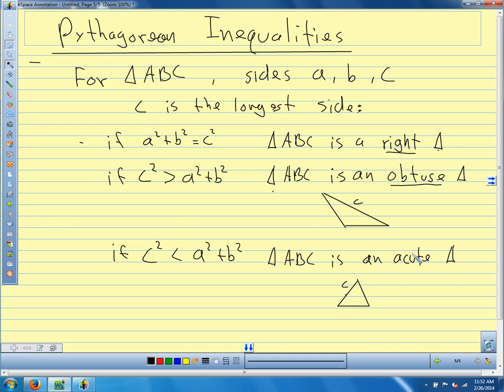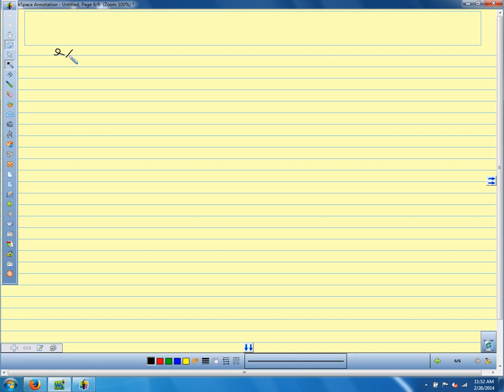Questions there? All right, let's look at a couple of examples of using this. Then that's the last thing we need to talk about for today. So for all of these, our question is, what kind of triangle? And by what kind, we mean right, obtuse, or acute.